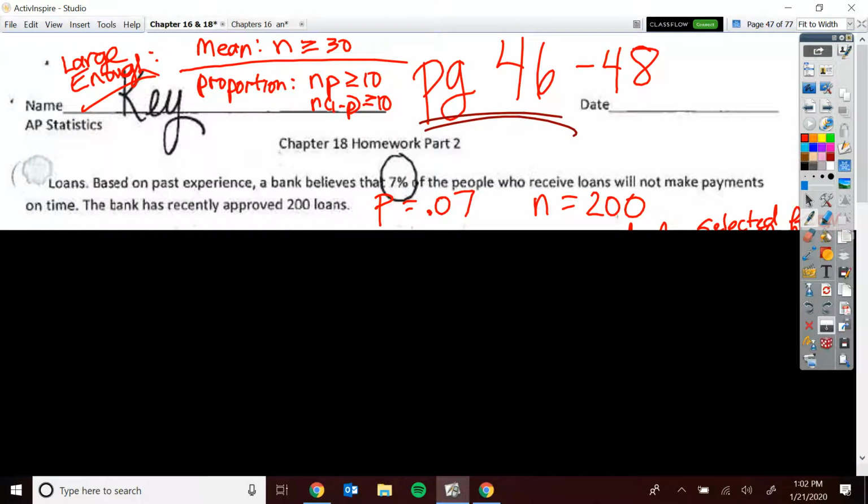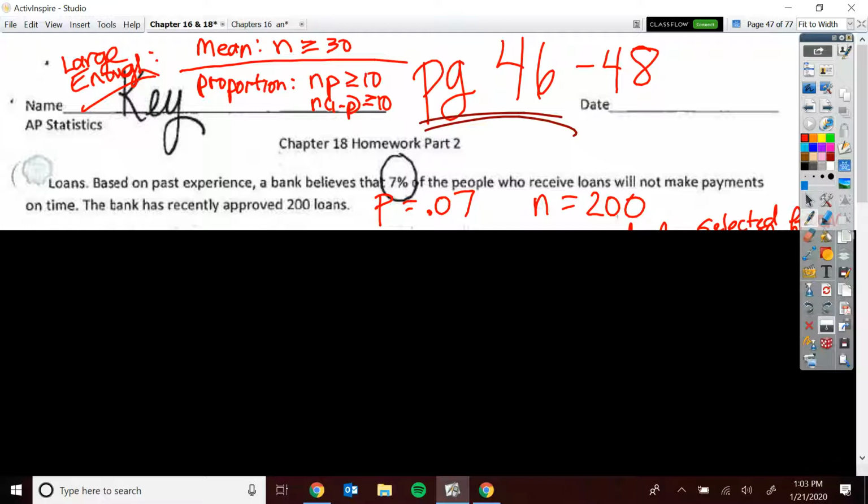Here we had 7% of the people who received loans will not make payments on time. The bank has approved 200 loans. First off, how do you know if you have a mean problem or a proportion problem? Proportion, if you have a percentage. Yep, that's it. They gave me the percent, 7% of loans. So there's your proportion. The population p is 0.07 with a sample size of 200.